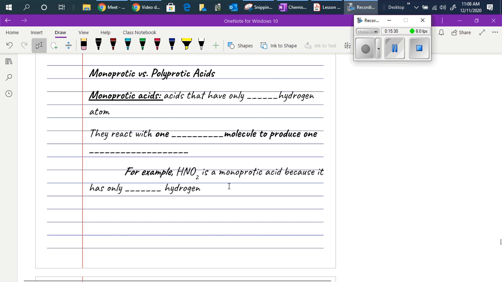So let's talk now about monoprotic and polyprotic acids. Monoprotic acids are acids that have only one hydrogen atom. So what is happening? They will react with one water molecule to produce hydronium.